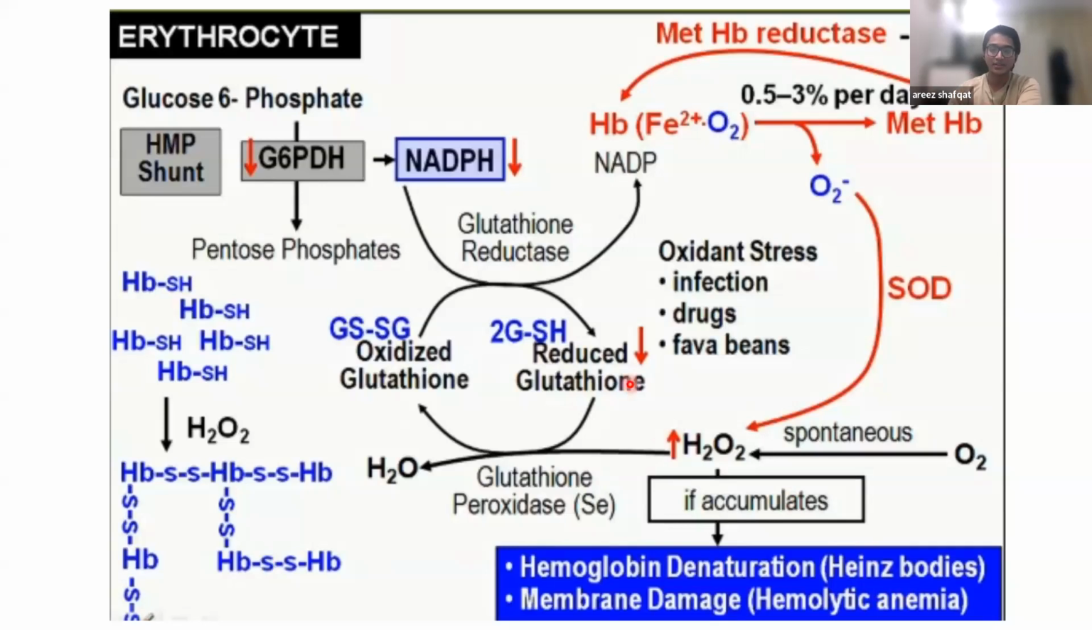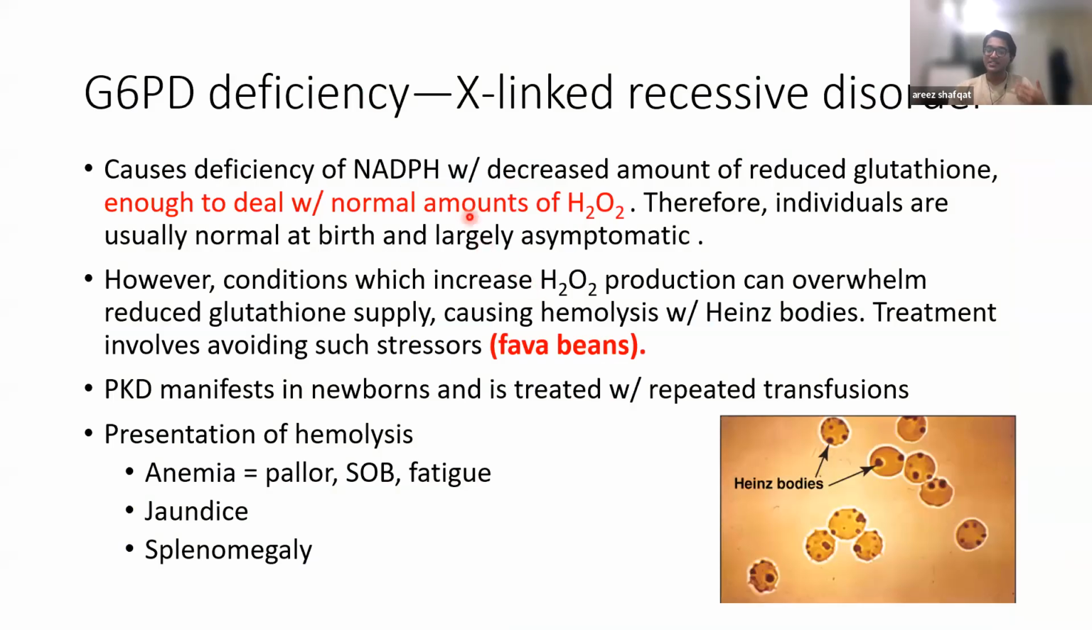That's the concept here. Now, G6PD deficiency is a very, very common disease. You will probably see it in your clinical practice in the future, inshallah. It's an X-linked recessive disorder. Now, people who are G6PD deficient, it's not like they have no G6PD. It's just the activity of G6PD is reduced compared to the normal person. The activity of G6PD is reduced. So they have a low amount of NADPH. This low amount of NADPH will cause a low amount of reduced glutathione.